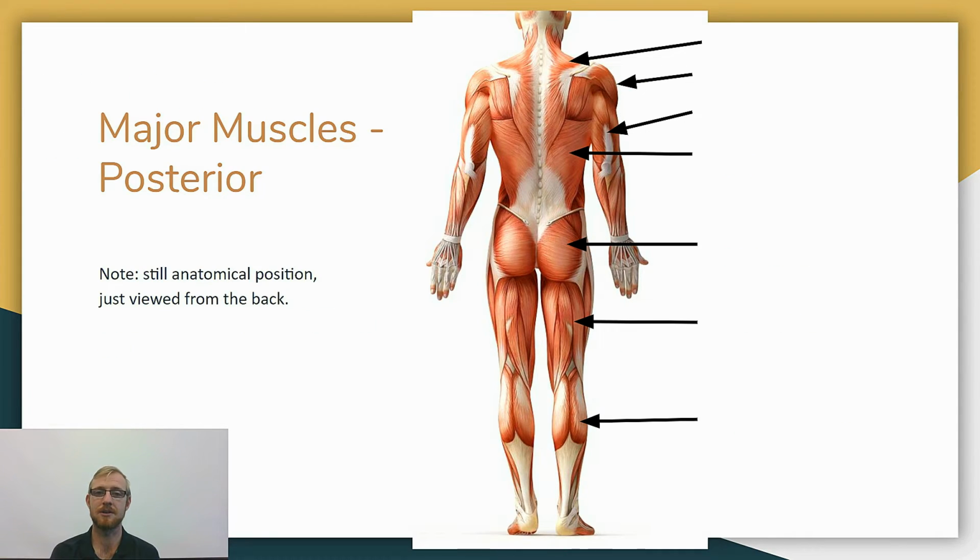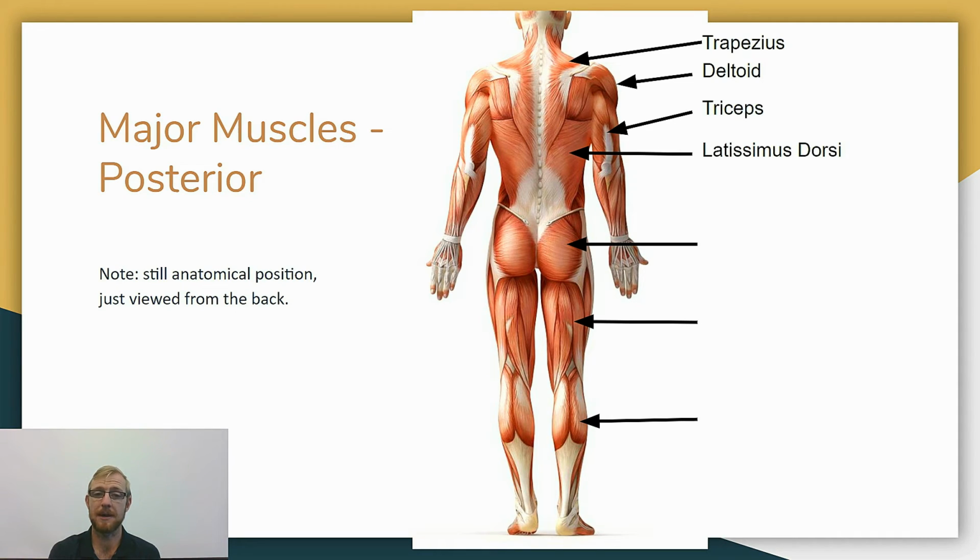Looking at the posterior view now, that is looking at the back. This is still the anatomical position, just flipped around. Up here on the top of our back, you can see we have the trapezius muscles. There is one on each side, and it runs a little bit down your spine on your back. You can see I've also labeled the deltoid here to show you that it starts at the front, has muscle fibers that go all the way around, well, to the back as well. On the back of the arm is the triceps muscle.